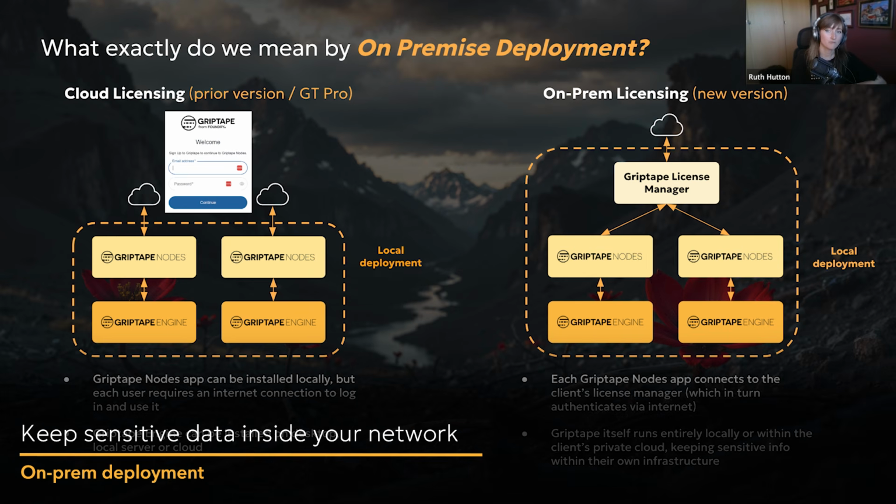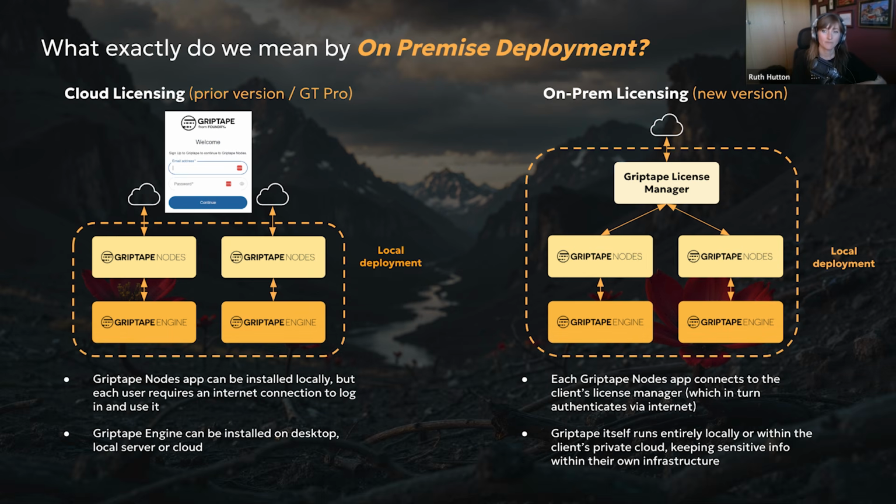Well, on-prem deployment means everything runs on your hardware inside your own network. So your IP, prompt input, training data, your media, and any other sensitive data will never have to leave the building. The only traffic that ever goes out is a quick license check with Foundry. So instead of each user needing to connect to the internet to log in, on-prem licensing with Griptape Enterprise means they just need to connect to the license manager, which then takes care of the authentication via the internet.